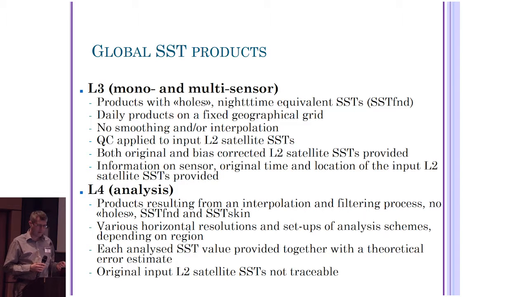With the level 4 analysis, there's been an interpolation process applied, so there's no holes in there. There's a foundation product. We also have a skin SST product, and again I'll explain that in a moment. According to whether you choose the global product or the regional ones we have, there's different resolutions and setups. And you get an uncertainty estimate with each SST value, but you can't normally understand where the SSTs came from. You can't easily trace back to the original satellite SSTs.